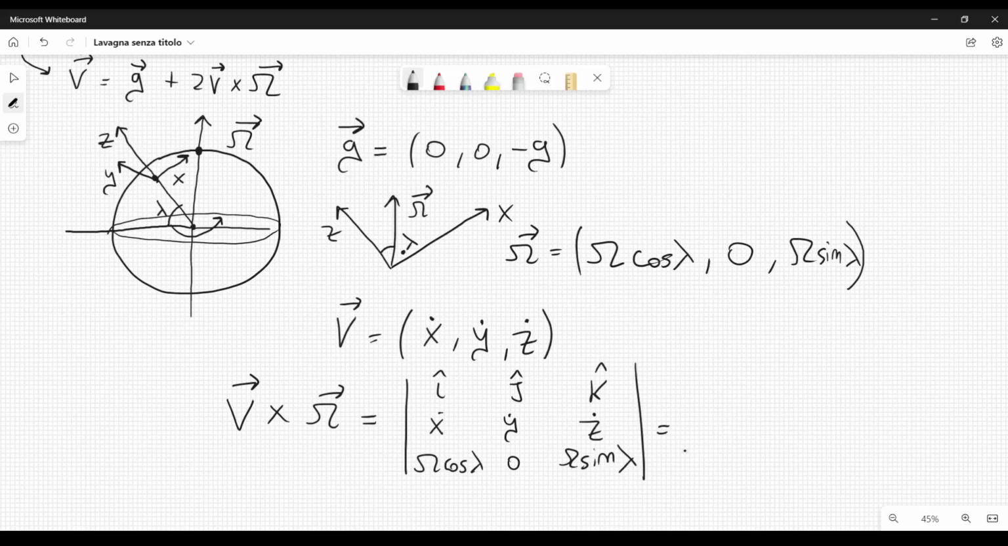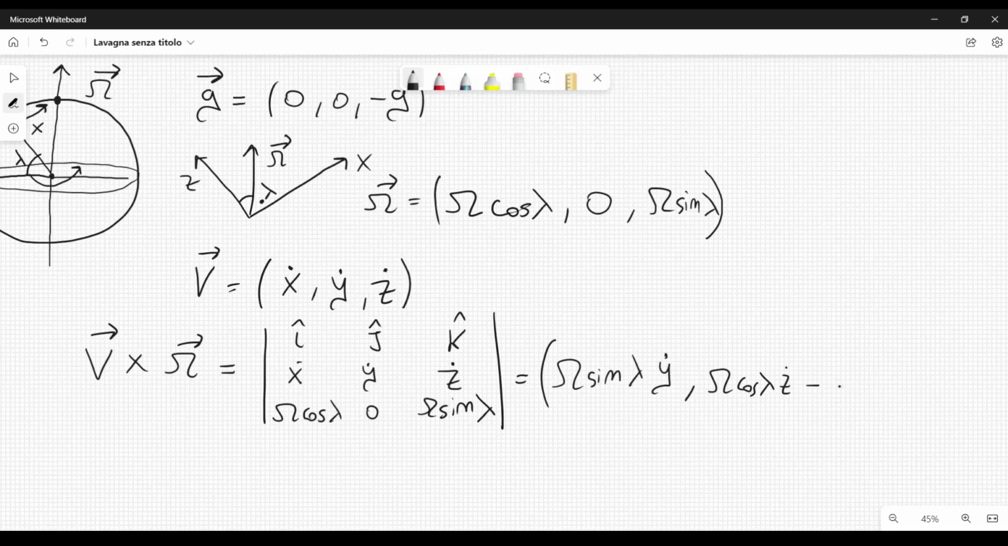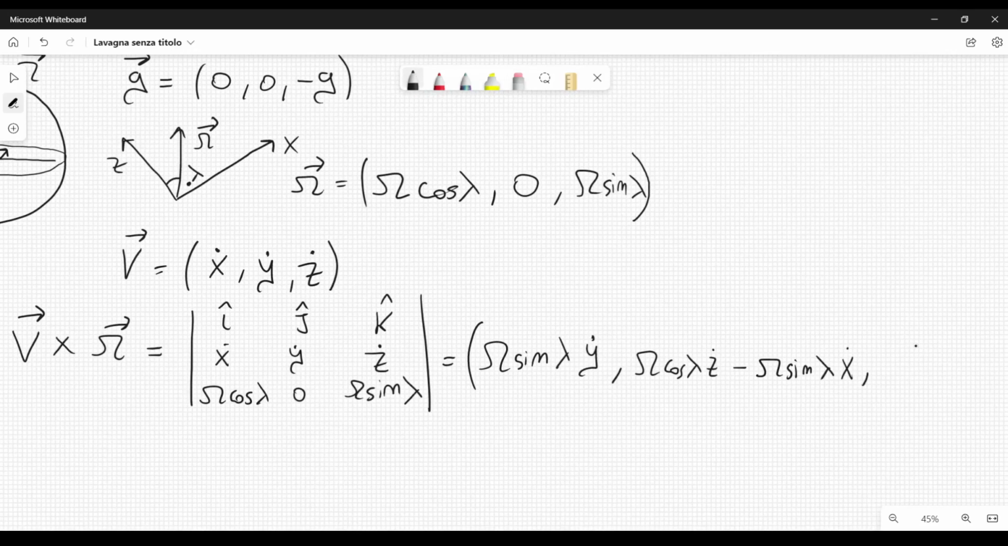So this is a vector whose three components are: omega sine lambda times y dot, this is the x component. Then in the y component we have omega cos lambda z dot minus omega sine lambda x dot, whereas the z component is minus omega cos lambda y dot.